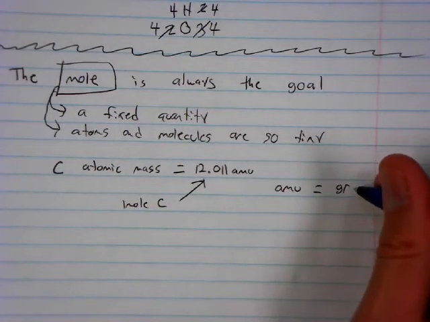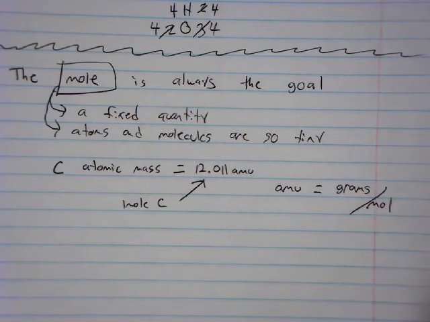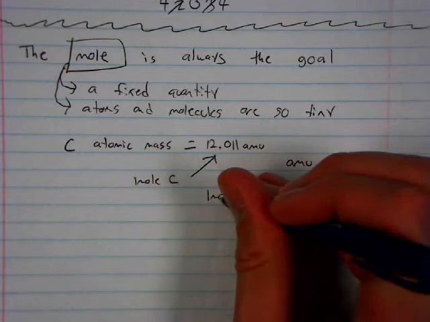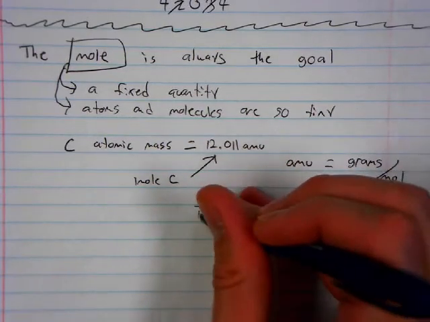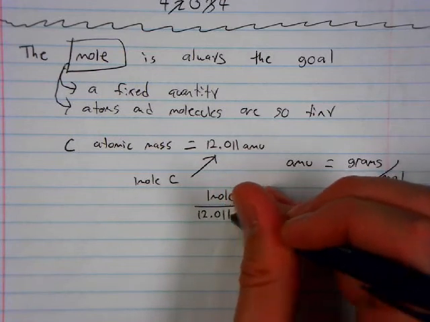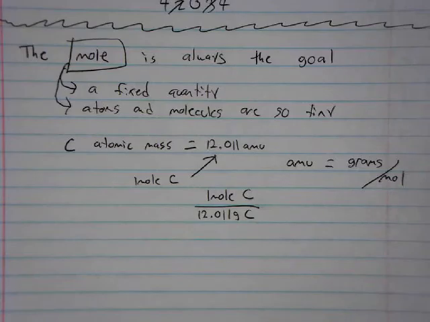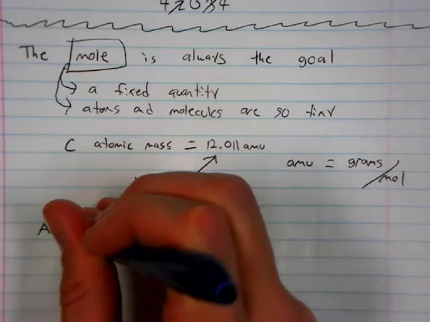And an atomic mass unit is literally just grams per mole, which means that 1 mole of carbon is equal to 12.011 grams of carbon. So the mole is just a conversion factor to go between mass and also with particles.